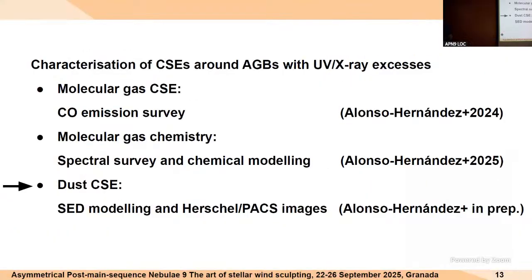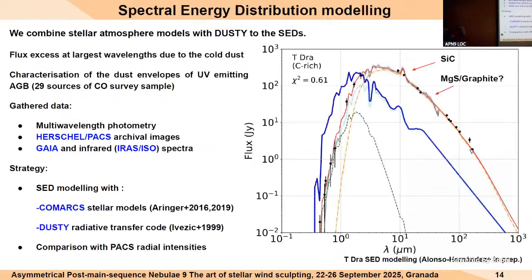Okay. Now I'm going to start with the last section of this talk, regarding the characterization of the dust properties of these envelopes. For this purpose, we apply modeling of the spectral energy distributions of the sample of the first paper. And here is an example. We gather multi-wavelength photometry from optical to far-infrared. I also performed photometry with archival Herschel PACS images, and we also gather some Gaia optical spectra and IRAS infrared spectra.